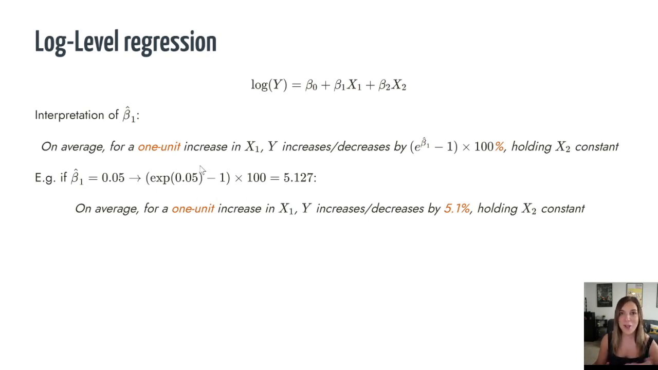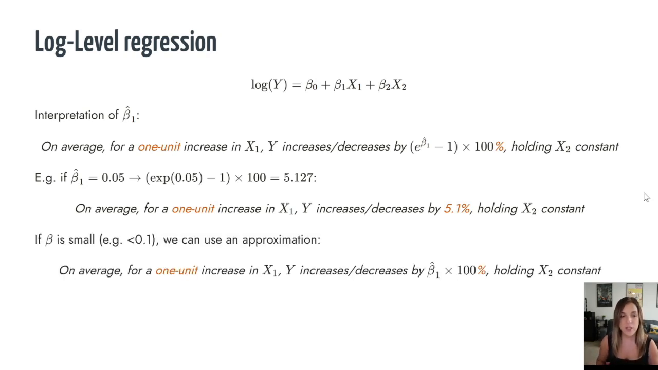If you don't have a calculator at hand or something, this might be a bit more complicated. So are there approximations that we can use? The answer is yes. If beta is small enough, I would say under 0.1 usually, you can just take that coefficient, multiply by 100, and interpret it in the same way. So for instance, if our beta is 0.05 in this case, we can just multiply it by 100, so that would give you a 5% change, and we would interpret it in the same way. On average, for a 1 unit increase in x1, y increases by 5%, holding x2 constant, okay?